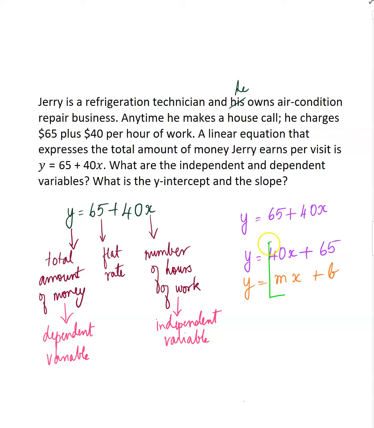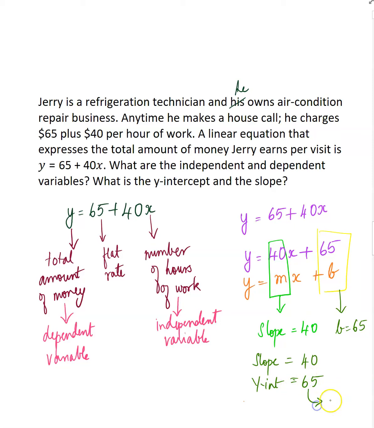That way I can box this to show you that your slope is 40, and then I can box this to show you, it's a very light color, that the y-intercept b is 65, positive 65. So the slope is 40 and the y-intercept is 65. If the question wants you to write it as a coordinate, please make sure your 65 is written as (0, 65). Okay.